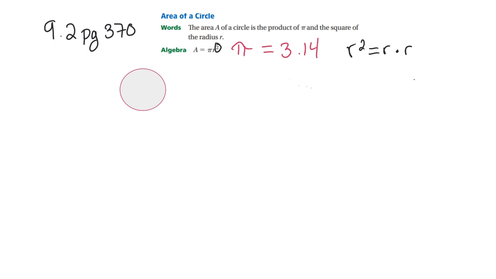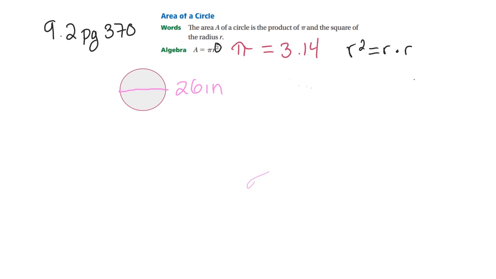So now let's say we were given a diameter, though. And let's say that that diameter was 26 inches. Okay? And now we need to find the area. Remember, diameter is just the radius twice. The radius is half the diameter.